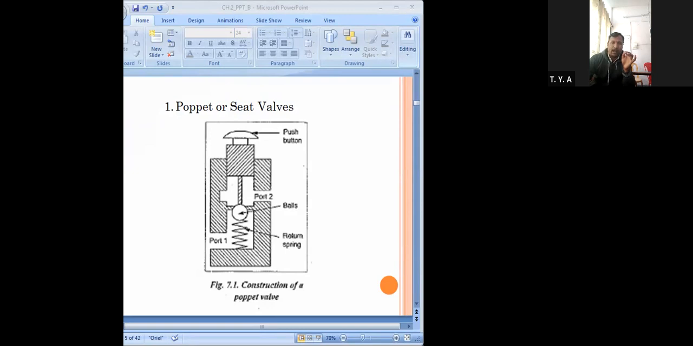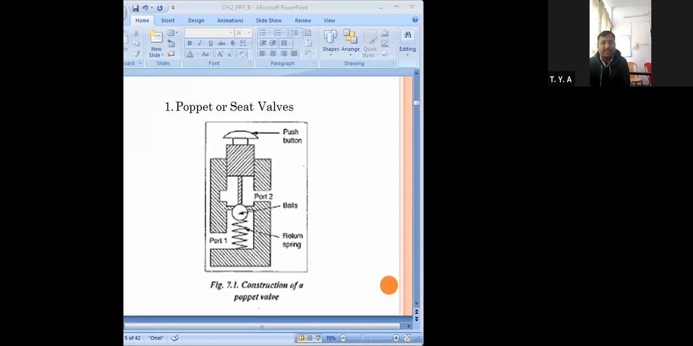When you release this push button, at that time the spring will return to its original position. That means the position I have shown, the valve will take this position. At that time the seat will close due to the ball, and from port 2 the fluid will go. So that is a poppet or seat valve. Getting it?